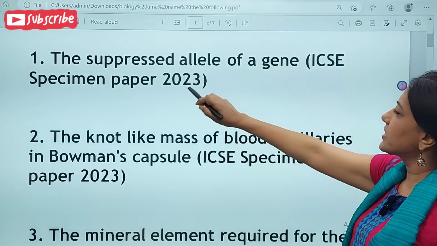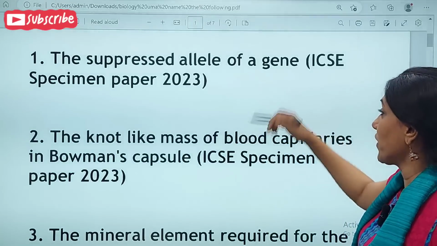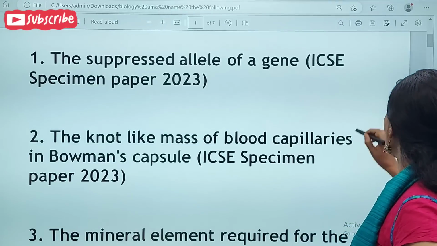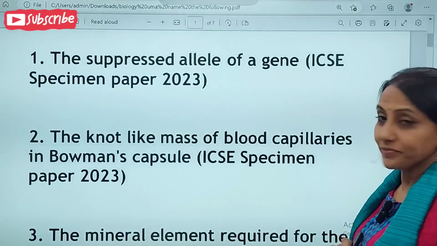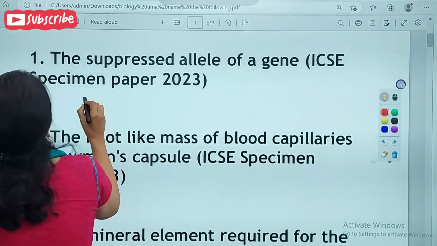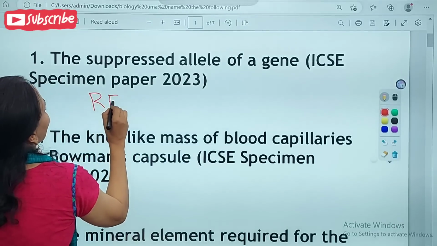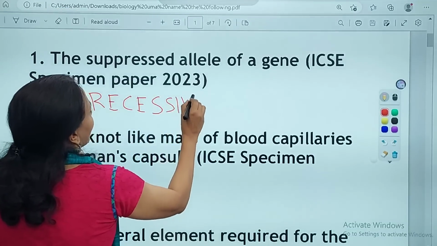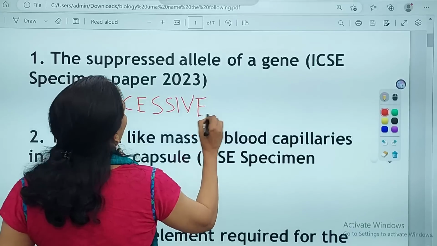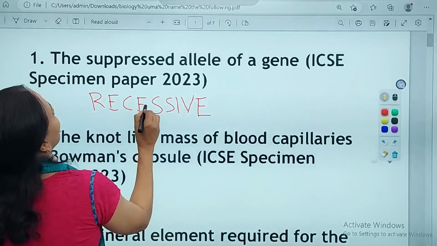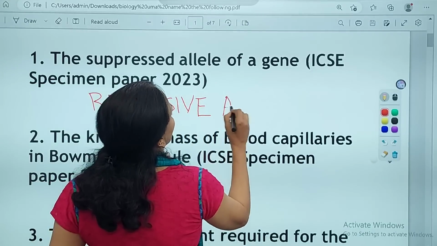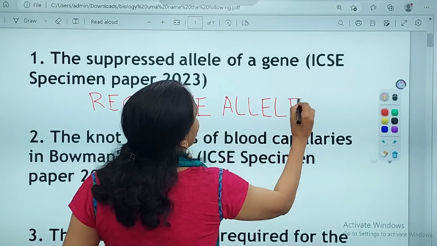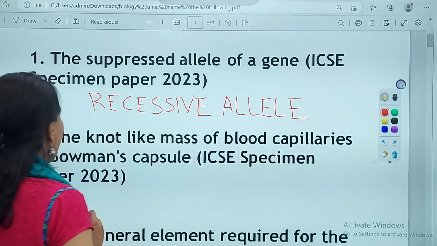Let's start with this. The suppressed allele of a gene. This in fact came in the ICSE specimen paper 2023. What is the suppressed allele of a gene called? Yes? Any of you? You are right. It is called a recessive allele. Recessive, mind the spelling, because in name the following you will have to write the spellings. Recessive has a single C and double S. And the one that gets expressed is called a dominant allele. This is the one that is suppressed and it is called a recessive allele.